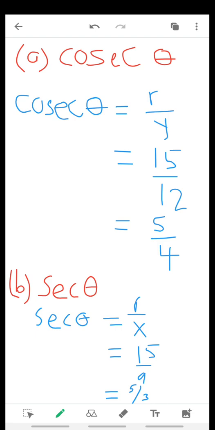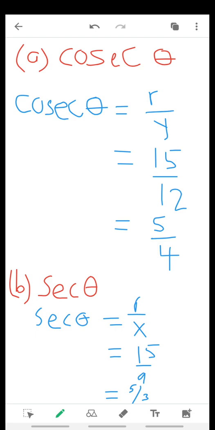They say determine the value of cosec theta. Remember, cosec theta is the reciprocal of sine theta. So sine theta is y over r. Therefore, cosec theta will be r over y. Substituting, r is 15, y is 12. The answer then became 5 over 4.